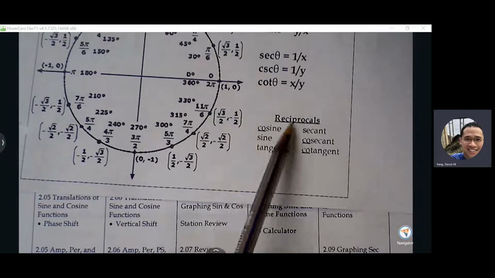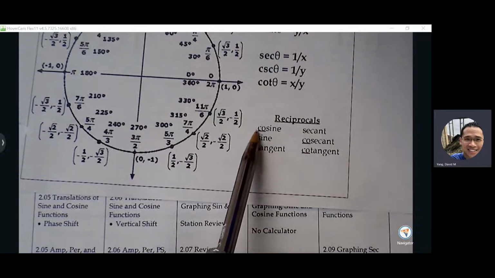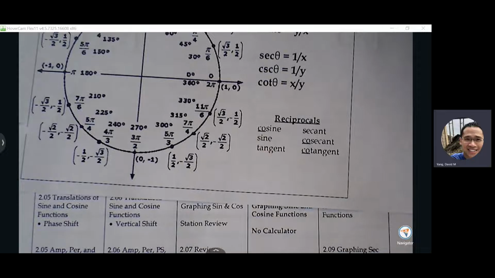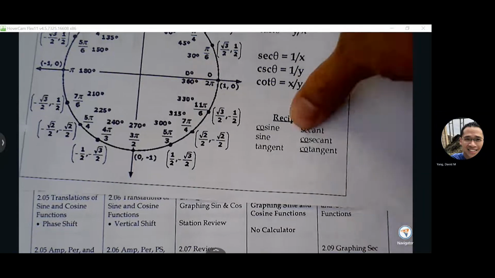All right, so we have all these 6 trig functions, but we're gonna start with sine and cosine. They're kind of like the baseline. If we know sine and cosine, then everything else kind of builds on top of those two.